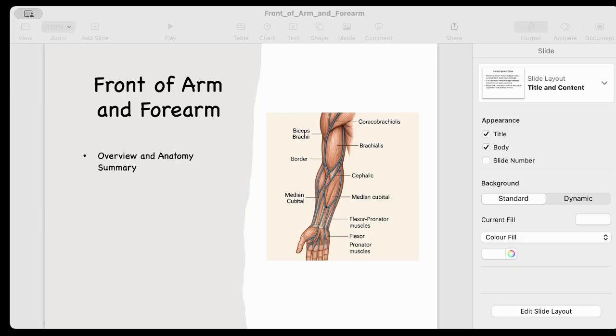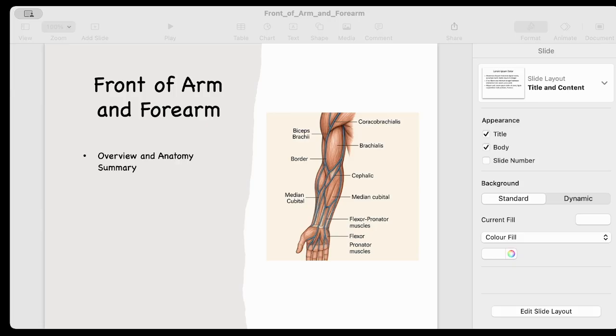Coming to the front of arm, what is the boundary of the arm? Superior is at the level of deltoid insertion, so deltoid tuberosity, that area. Inferior boundary of the arm is cubital fossa. Medially there is medial intermuscular septum, and laterally there is lateral intermuscular septum. These are the boundaries of the arm.